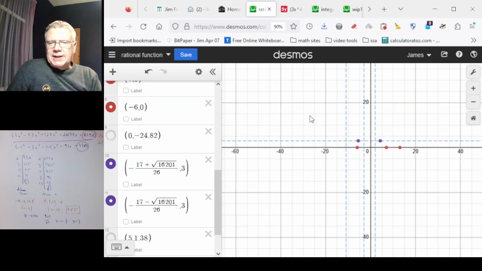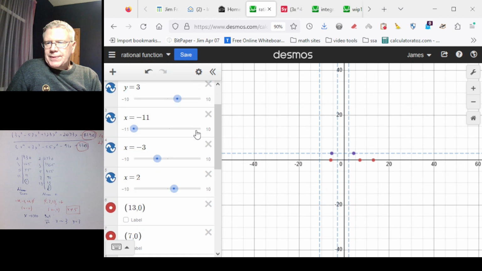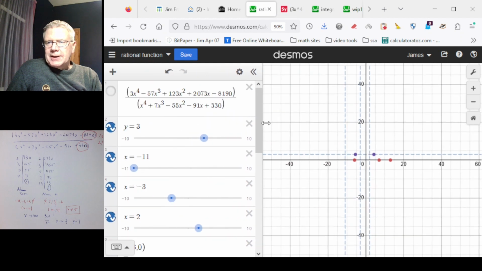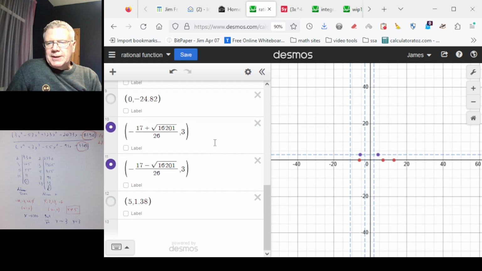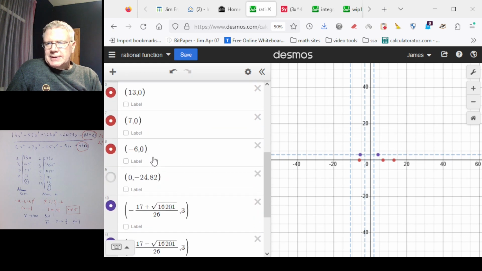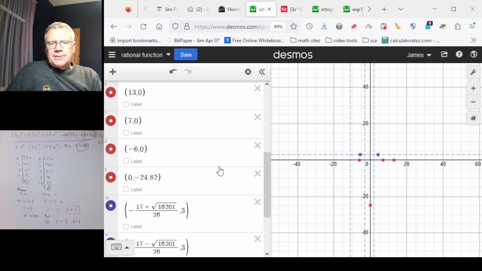The last thing that's easy to get is what happens when x is 0. Well, when x is 0, I'll go back to my function in Desmos here. I'm going to have minus 8190 over 330, and that turns out to be about minus 24.82. So we have another point. So we filled in a lot of logical points, and we have all the asymptotes, and we're ready to fill this in.